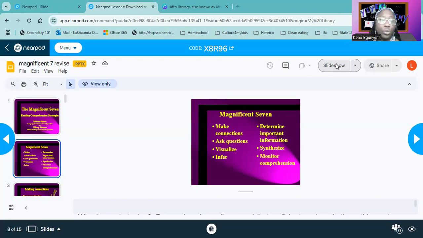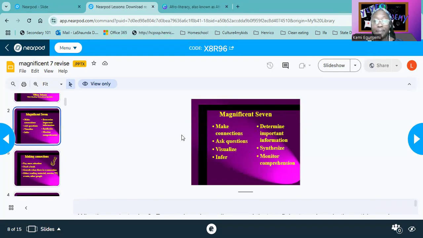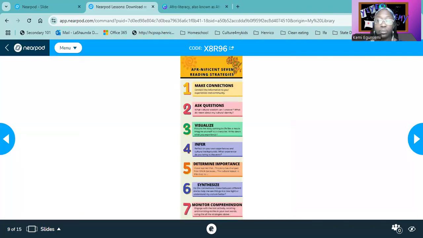What I'm going to show you in a moment is the skills that I've put together so that we can look at it on a deeper level to really engage critical thinking. Okay? And so here we go. Let's take a look at that. I call it the Magnificent Seven strategies. With making connections, we want to connect to experiences in our community, not just other books and media, which is what the basic level will have us do. We want to connect to things in our community. Asking questions: what cultural wisdom can I uncover? Imagine yourself as a character. Inferring: reflect on your experience and everyone else's.